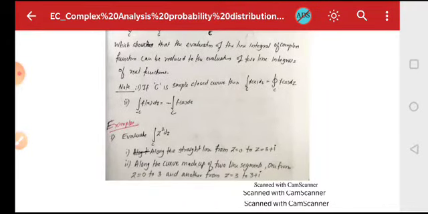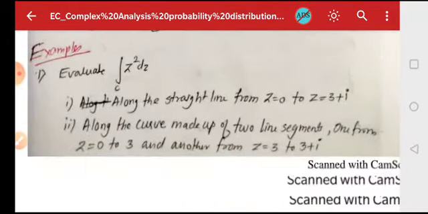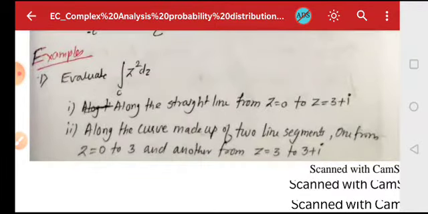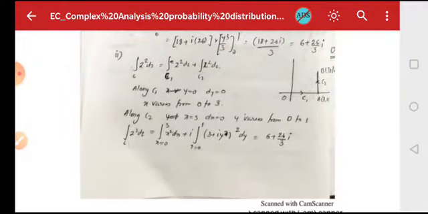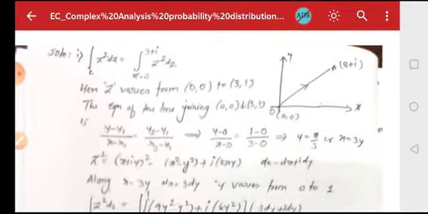For example, evaluate the integral over C of z square dz. First, along the straight line from z equals 0 to z equals 3 plus I. Second, along the curve made up of line segment one from z equals 0 to 3 and another from z equals 3 to 3 plus I. Let's see how to solve this particular example.